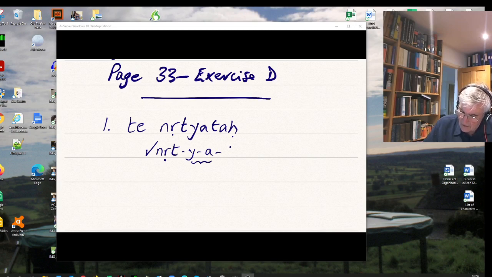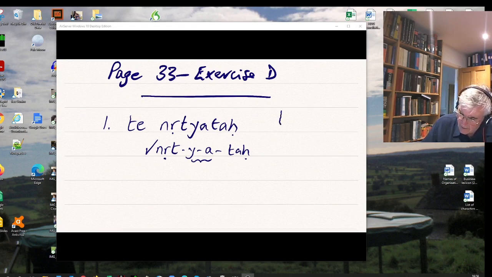nrityata, and that is the second person dual ending, so they two dance, the two of them dance. And remember that if you're talking about two things in the masculine, it is tau. Two things in either the feminine or the neuter is te. So te nrityata could either mean those two things feminine are dancing or those two masculine are dancing. It would normally mean something like the two girls or the two women are dancing.